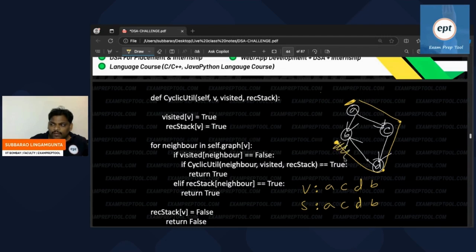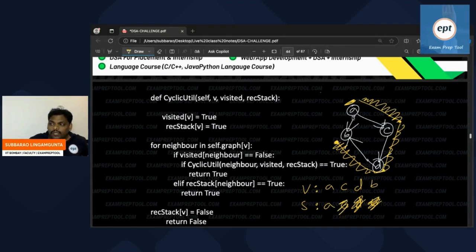So backtrack. Backtrack means pop. Now, D adjacent also no one. So backtrack. D also pop. C adjacent also no one. Backtrack. So C also popped out.